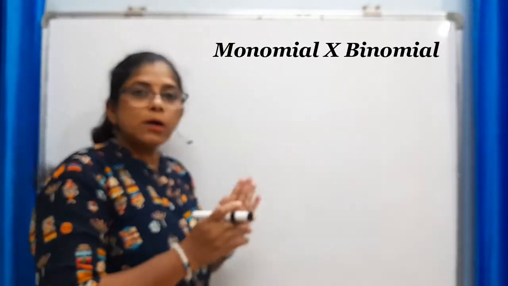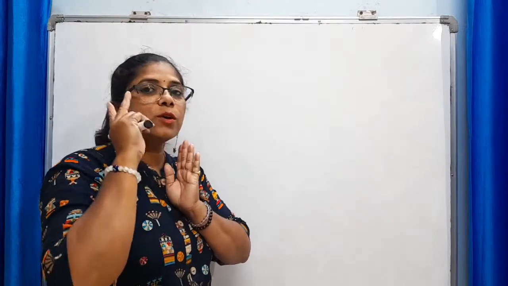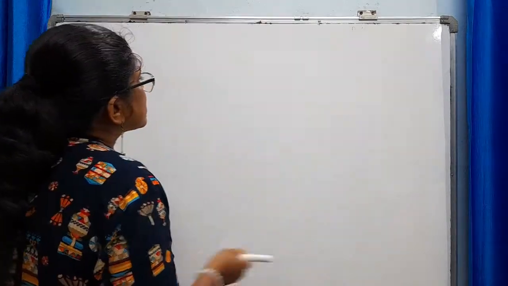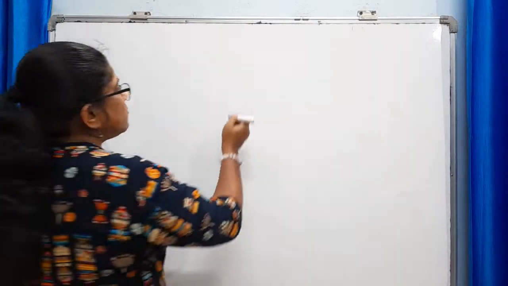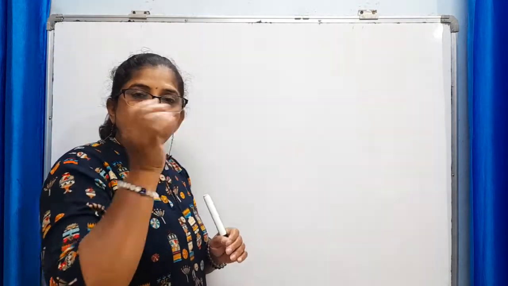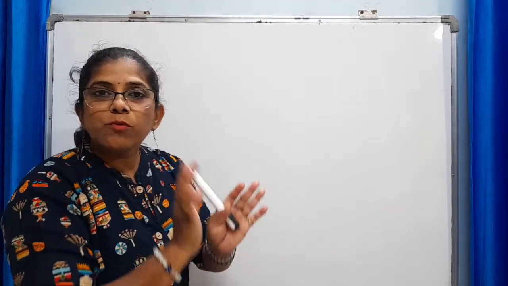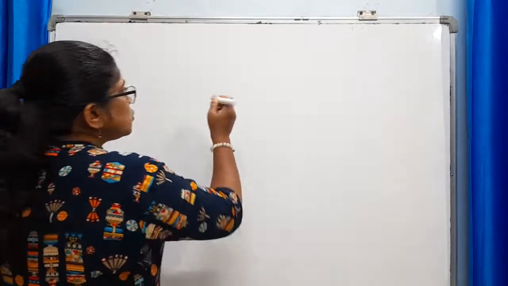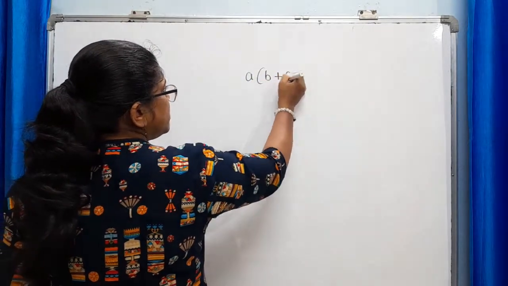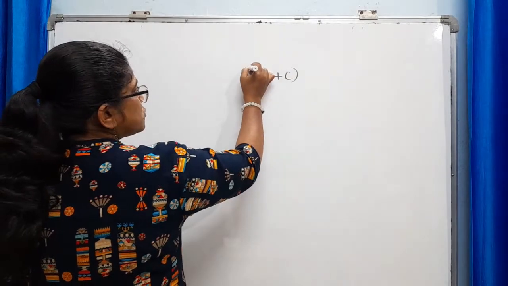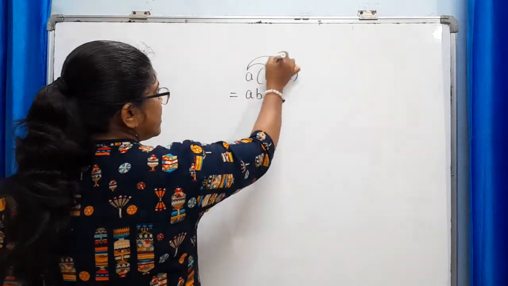Now we will see monomial into binomial. Binomial means algebraic expressions with two terms. See, for monomial into binomial, there is one simple rule. If you remember this simple rule, you can multiply any type of monomial with any type of binomial. The rule is, now suppose A into B plus C. So what we have to do here, A into B and A into C.